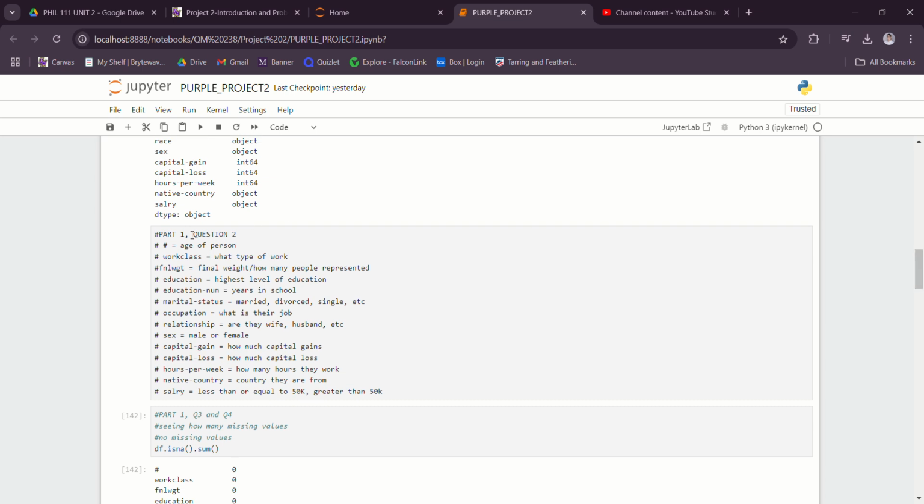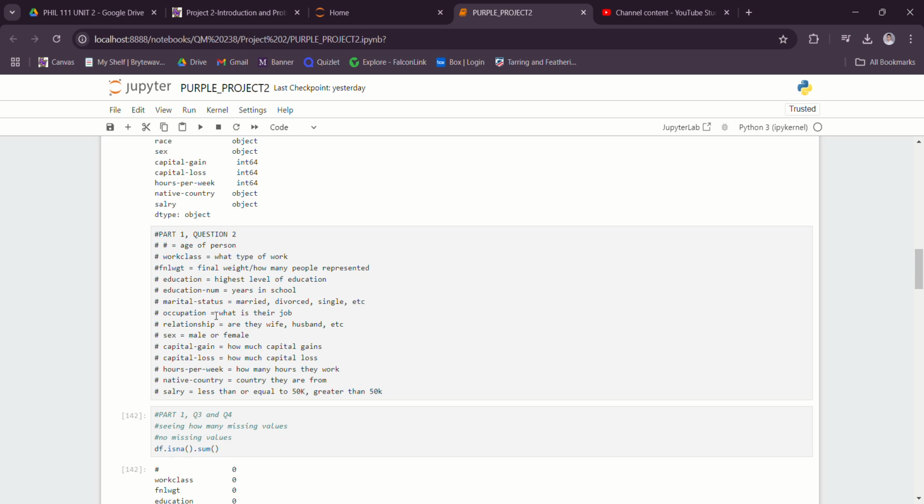Most of these were self-explanatory, but some of them weren't. The hashtag means the age of the person. The work class is what type of work the person does. The FNLWGT function is the final weight, which means how many people were represented by this column. The education attribute means the highest level of education of that person. Education number, how many years did that kind of person spend in school? Marital status, what was that person's marital status? Were they married, divorced, single, etc.?